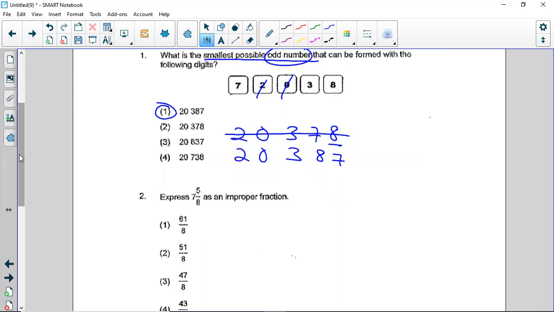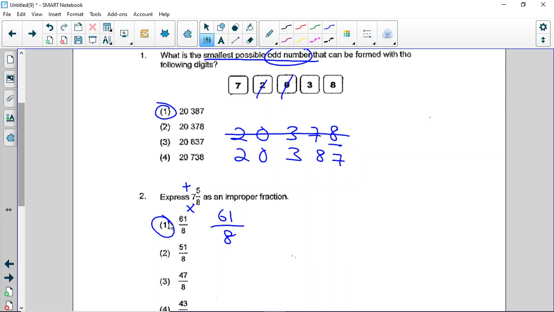How do you change the mixed number into an improper fraction, P4? You need to multiply and then plus. This is a concept. So 7 times 8 is 56, and then 56 plus 1 will be 61. 61 over 8, very easy. That's how you change the mixed number into an improper fraction. So answer number 1. This is a concept. Concept means basic. You have to know your basic.